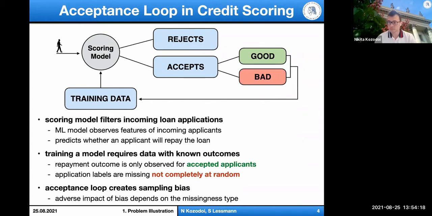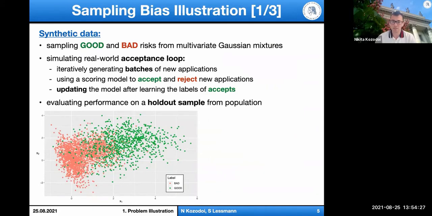And what does it mean, the problem? What is the adverse impact of sampling bias? Let me just illustrate this using a synthetic data set. So here we are simply sampling some good and bad risks from multivariate Gaussian distributions, as you can see on the scatter plot on the slide. And we simulate this acceptance loop that I was just showing you on the previous slide by iteratively generating batches of new applications, and then using a scoring model to accept and reject them, and then learning labels of accepts only and updating the model.